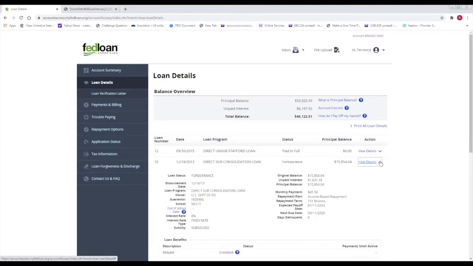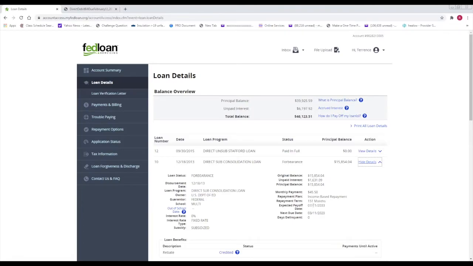If we look at the view details or the breakdown of that, that's what we were talking about last week: if you consolidate your loans, they'll consolidate all the loans that are alike. They won't mix two separate types of loans together. Then I have a fixed interest rate on the loan, and the original principal balance was 15,854. Unpaid interest is 1,631. So that leaves the principal balance of 15,854. The monthly payment is 45.50. The repayment plan is income based, and the repayment term is 151 months.